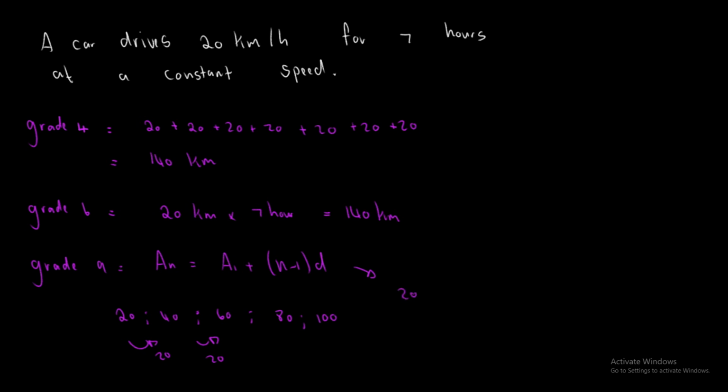Well, we can say the first term is 20, so we want to find a_7, which is equal to 20 plus (7 minus 1), which is 6. 6 times the common difference of 20 gives me 120. Therefore, a_7, after 7 hours, I would have driven 140 kilometers.